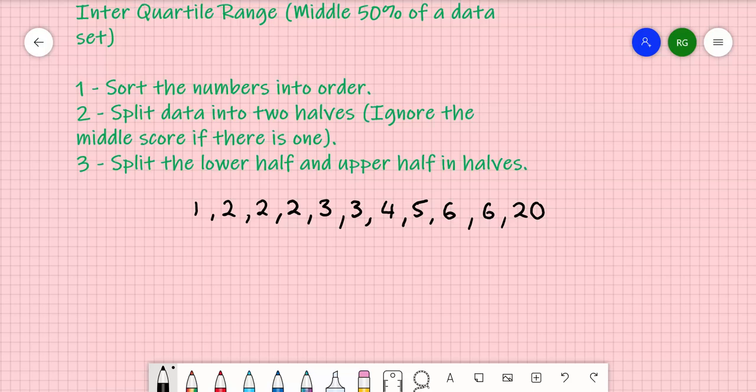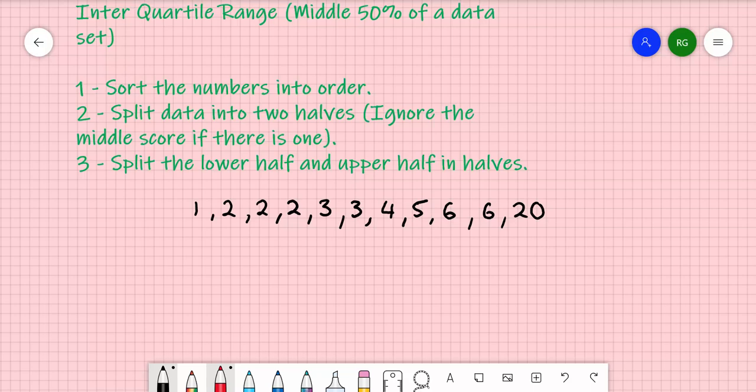I highly recommend that you write these 1, 2, 3 dot points down in your book, because these will be really important go-tos for how to solve a question like this. 1, sort the numbers into order. I've already done that. 2, split the data into 2 halves. Ignore the middle score if there is one. So you need to find the middle of your data set.